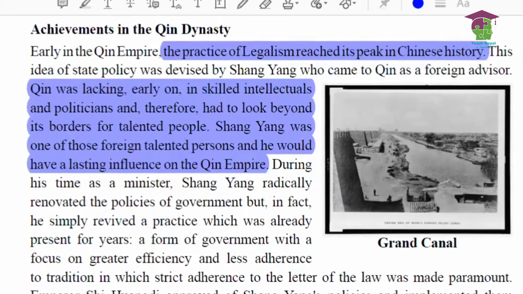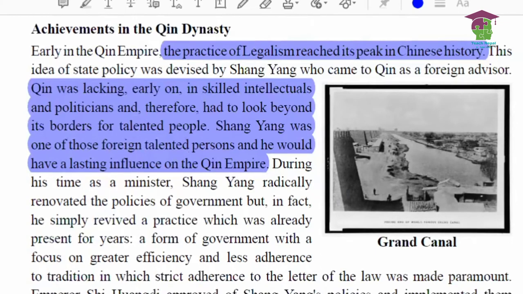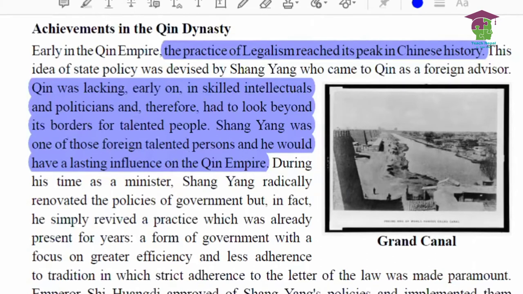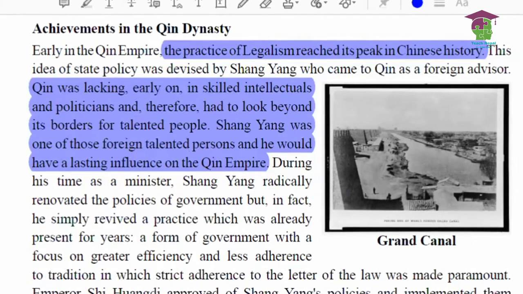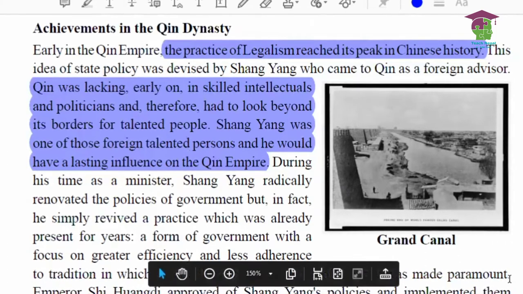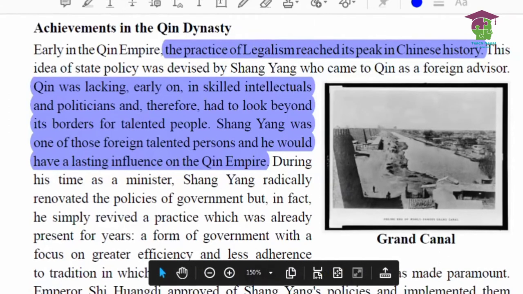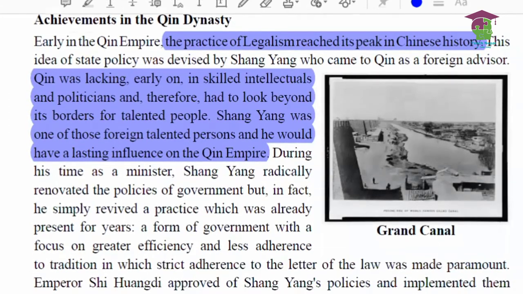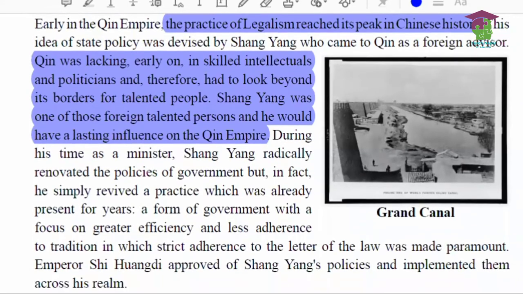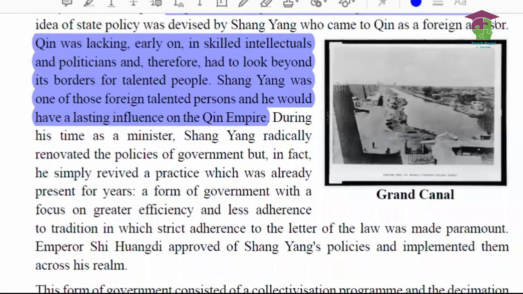Qin was lacking skilled intellectuals and politicians early on, and therefore had to look beyond its border for talented people. Since China did not have skilled politicians or educated people, Shang Yang was one of the foreign talents, and he was given the post of minister. He explained how to formulate the laws and how to implement them. Next important thing, the people throughout the empire were now supposed to bear collective responsibility for each other.